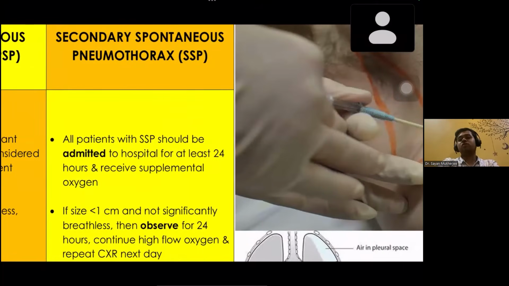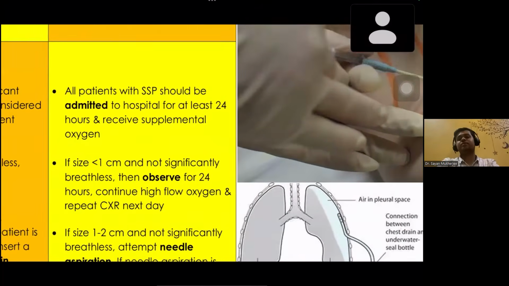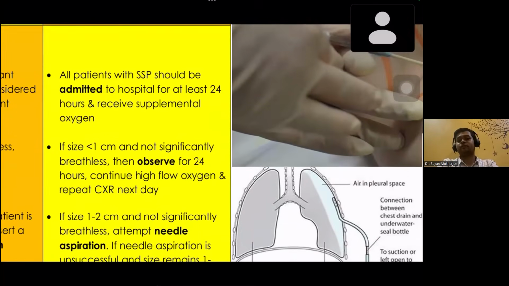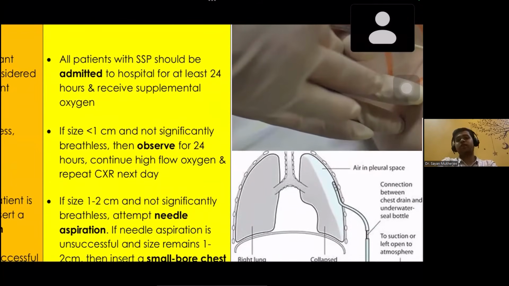Yeah, and now we'll move on to the secondary part. It's a bit different from the primary one. It's much more aggressive. Instead of the 2 centimeter cutoff, we have chosen it to be 1 centimeter. So only if it is less than 1 centimeter will we do a conservative management. We'll give him oxygen and we'll monitor him with a chest X-ray to see the size of the pneumothorax.